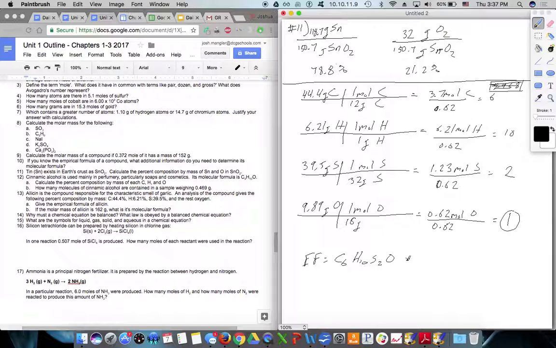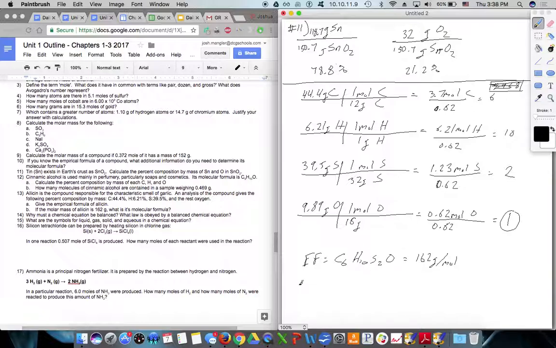So if we add all of this up, we end up with 12 times 6 plus 10 plus 64 plus 16, 162. When I'm talking to myself there, I'm just talking out loud the values from the periodic table. I've done this so often. I know that carbon is 12, I know hydrogen is 1, so there's 10. I know sulfur is 32 and oxygen is 16, so I can go ahead and do that in my head.